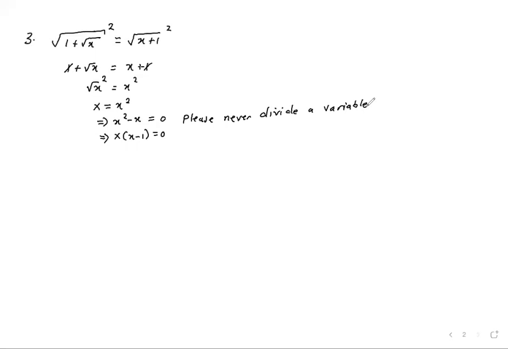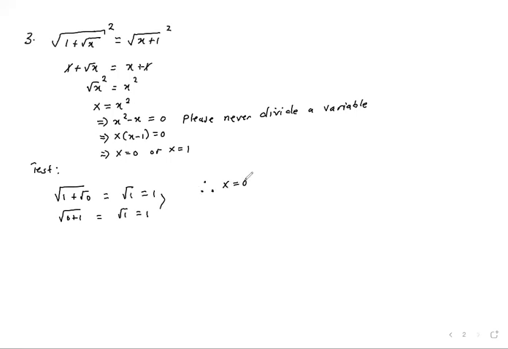Okay, so just factor it out so that you get x is equal to 0 or x is equal to 1. Then get these values and go and test now. So when x is 0, we'll have the root of 1 plus root 0. This is just the root of 1, which is 1. The right hand side will have 0 plus 1, which is just the root of 1, which is 1. So these two are equal. So x is equal to 0.